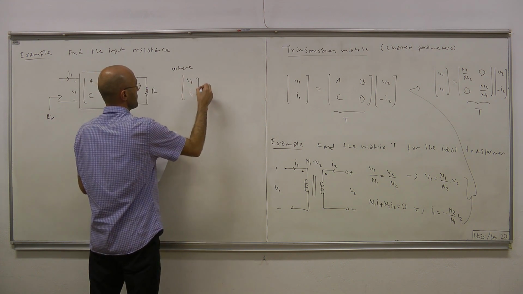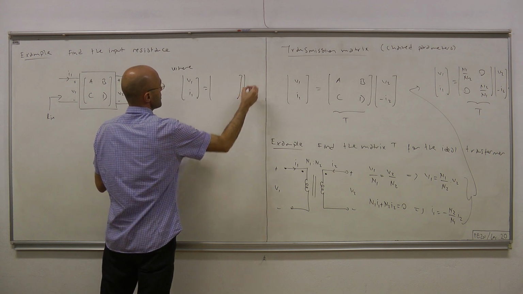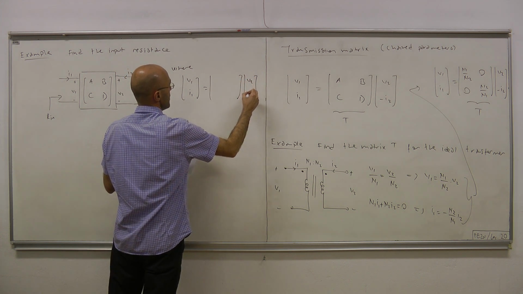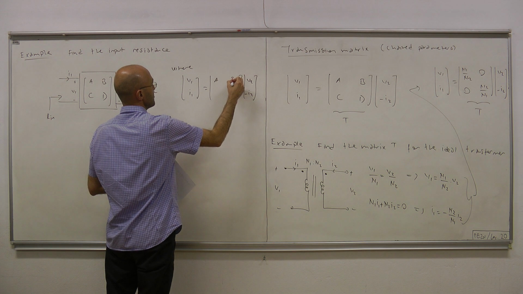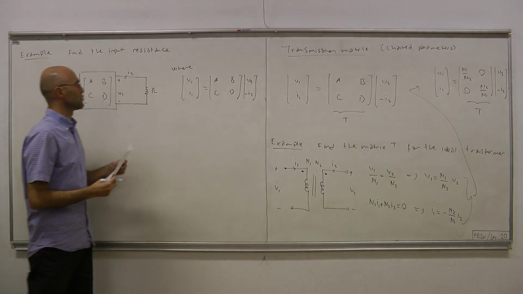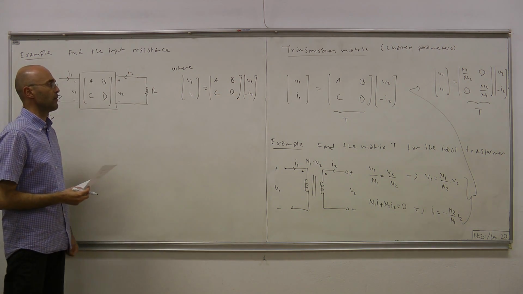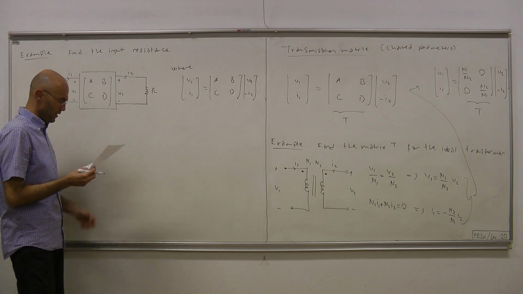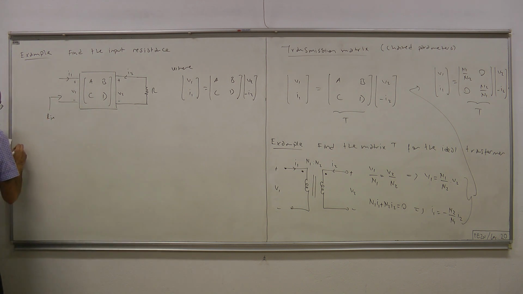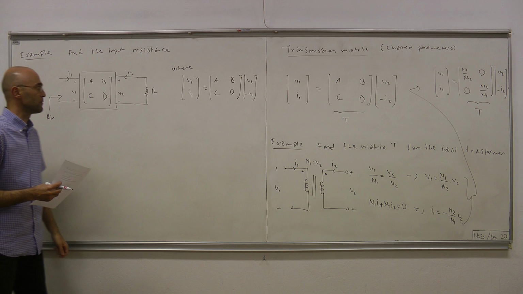Where [V1; I1] equals [A B; C D] times [V2; minus I2]. So we have the transmission matrix parameters A, B, C, D. So what's R in? R in is the ratio of V1 over I1, by definition.